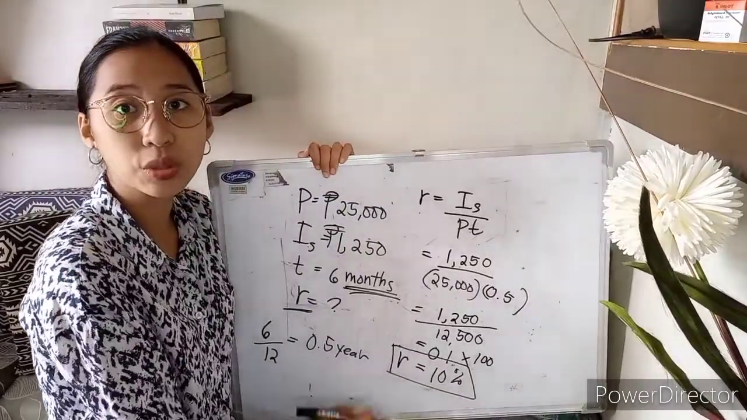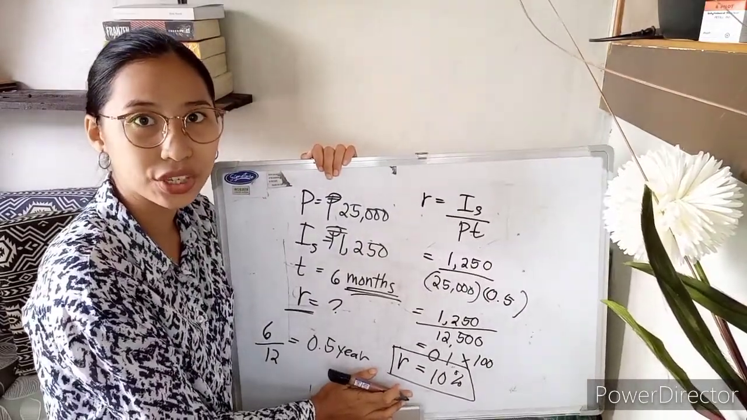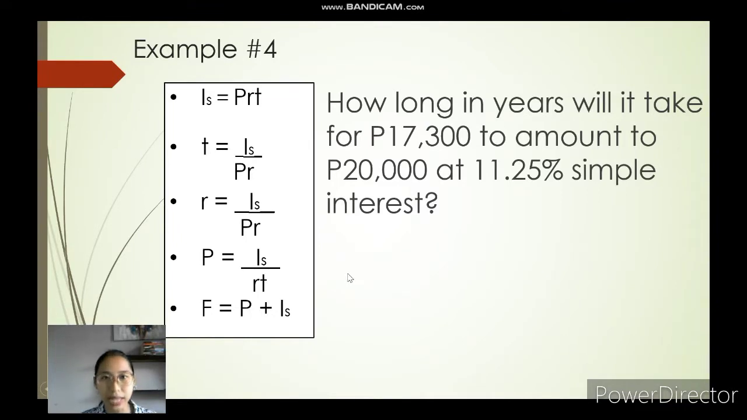Okay? So, this should be your final answer. Last but not the least, let's have our example number 4. How long in years will it take for 17,300 to amount to 20,000 at 11.25% simple interest? So, unsay ang pangutana? Ang pangutana ani is how long in years. So, ang gipangita is si kinsa? Si time. Pangita ato ang time kay how long in years man.